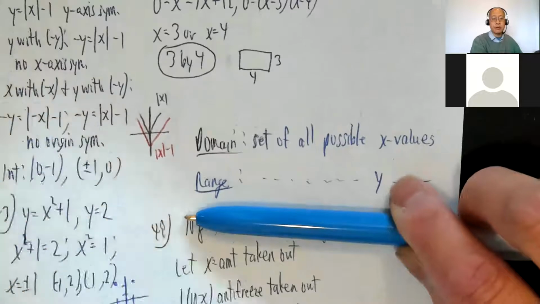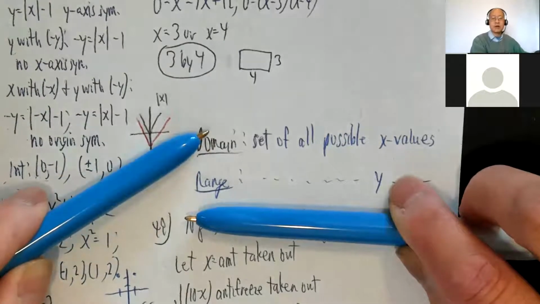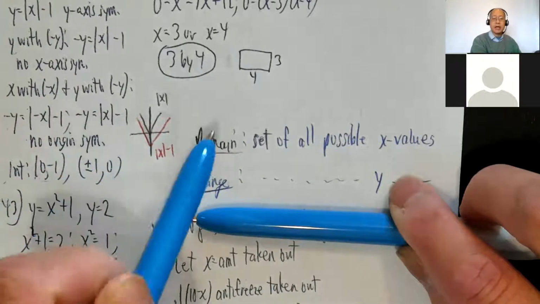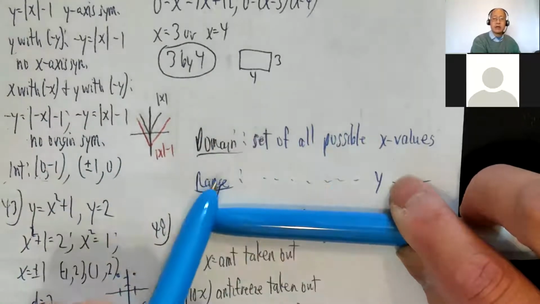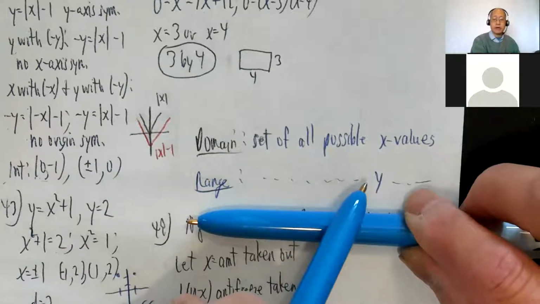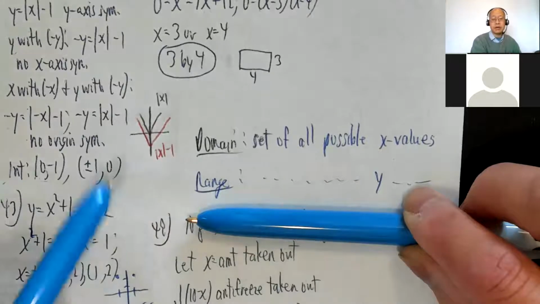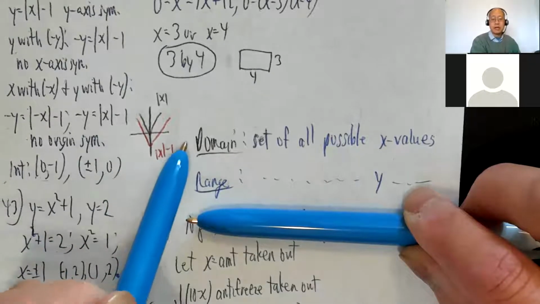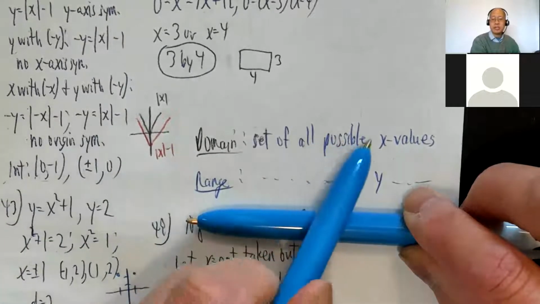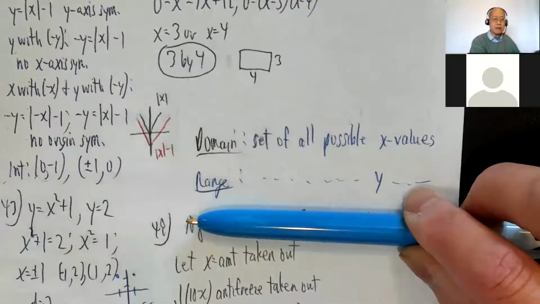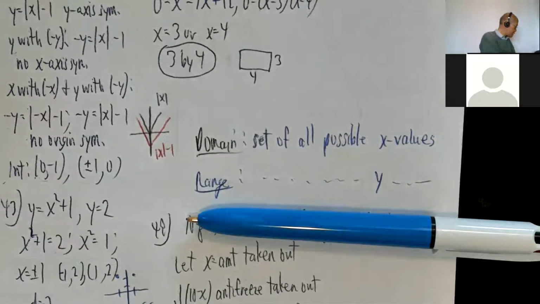I was going to talk more about it when we get to functions, but since it's already there, I might as well talk about it. So domain, set of all possible x values, range, set of all possible y values. If you had to memorize it, because if we were meeting face to face, I make you guys memorize it. It's alphabetical. D is before R in the alphabet, X is before Y. But anyway, that's that.